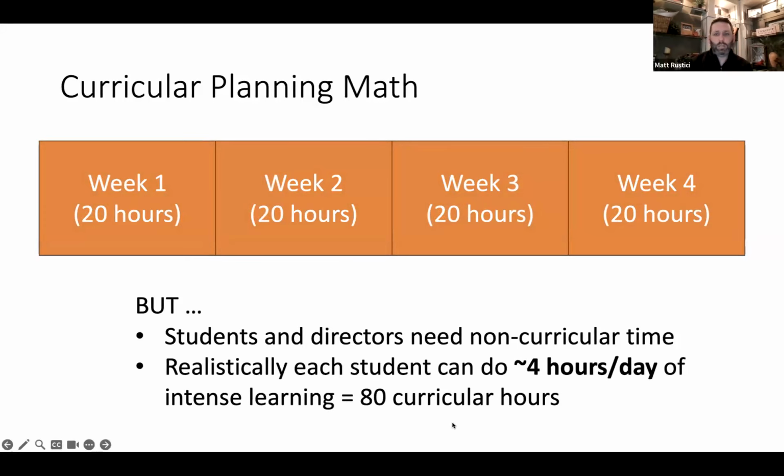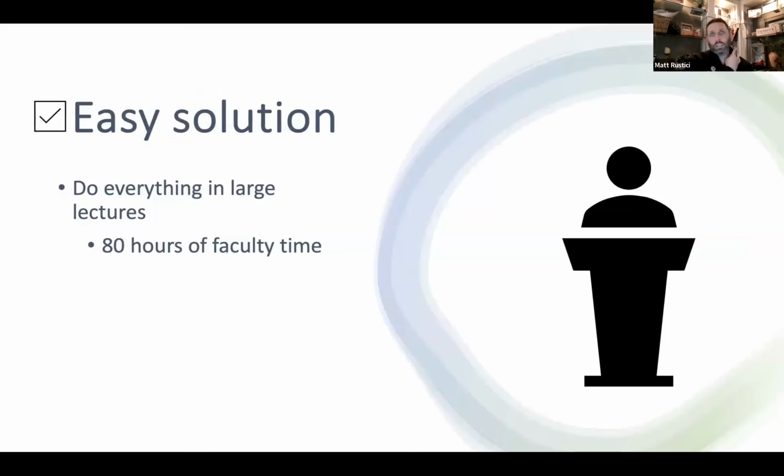So this is about 4 hours a day. And so we've got 80 hours to start with. The easy thing to do would be to just say, let's just teach lectures. Then I need 80 hours of faculty time to be actively teaching. Then, I can go recruit that many people and be done.